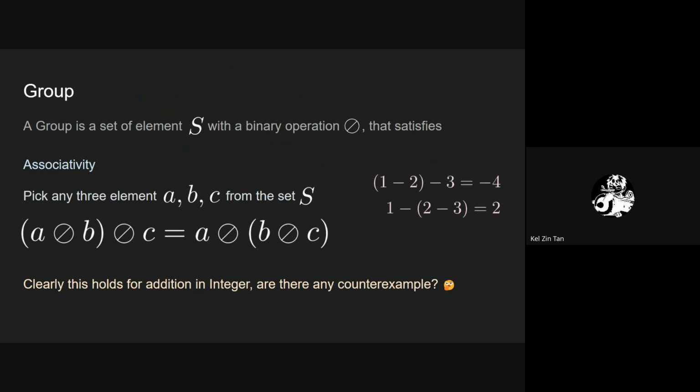Another example that we have is subtraction. For example, 1 minus 2 is -1, and -1 minus 3 is -4. But 1 minus (2 minus 3), this is 1 minus -1, which will be 2. So subtraction also does not satisfy associativity. So it is not always true that any binary operation that you have will satisfy this property. So usually we still have to do some checking on whether the operation satisfies associativity.